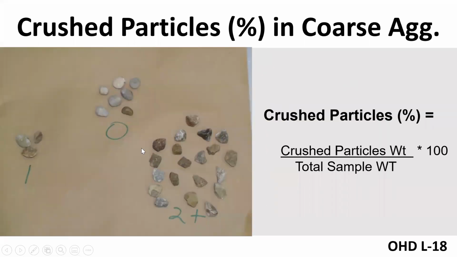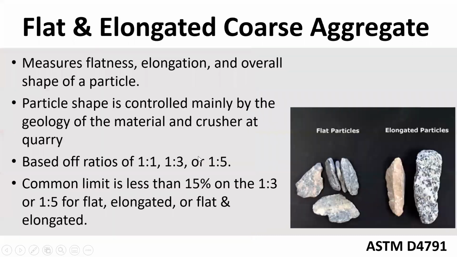You can actually go through OHD L. Oklahoma has a standard where you can go through and actually check out the crushed particles for, say, coarse aggregate. You can figure out how many crushed faces there are, like you have here, where there's 1 crushed face, 0 crushed faces, and then more than 2. And you can actually calculate that.